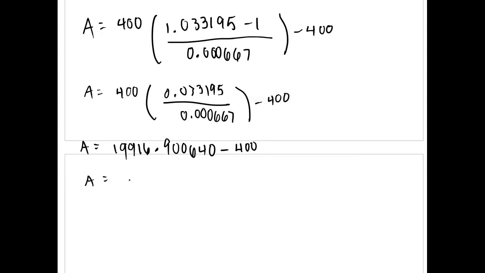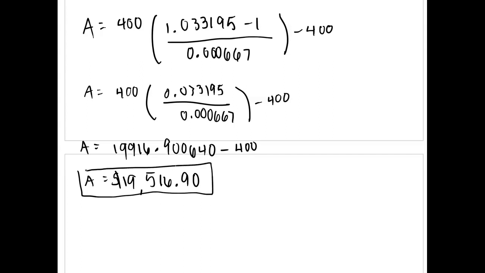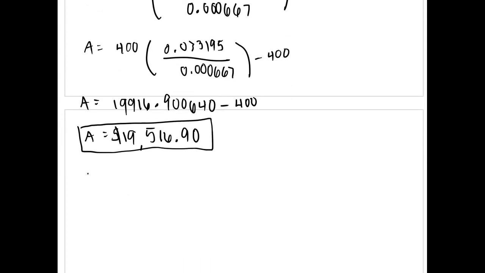So doing that subtraction gives a future value of $19,516.90. At this point, you can round to the nearest cent. So that gives the future value on the account.